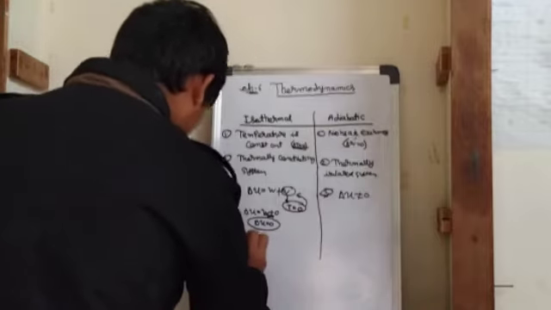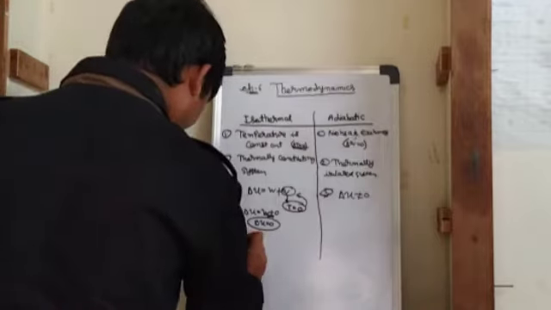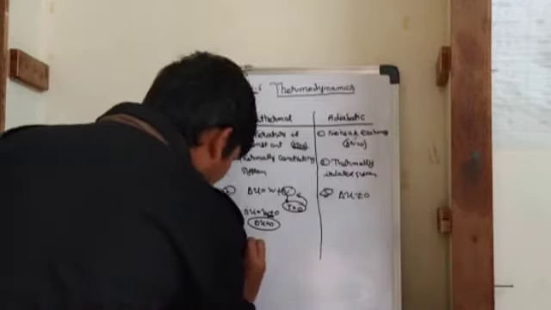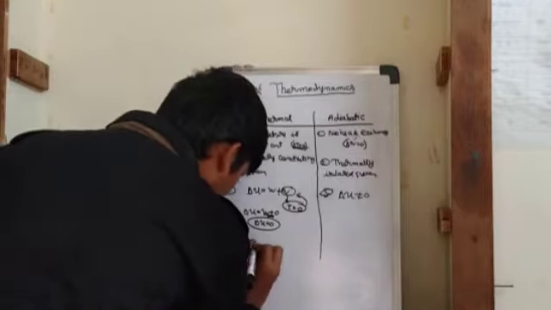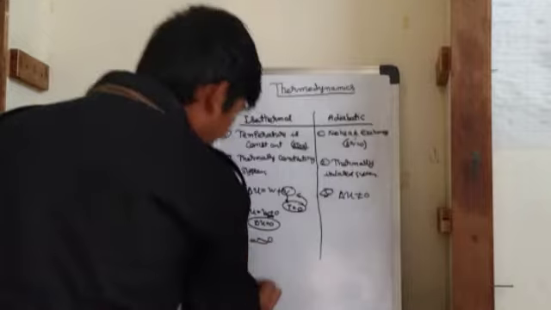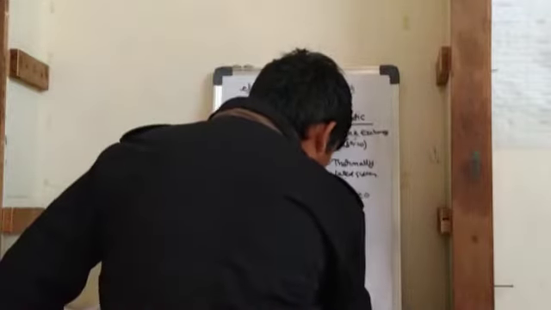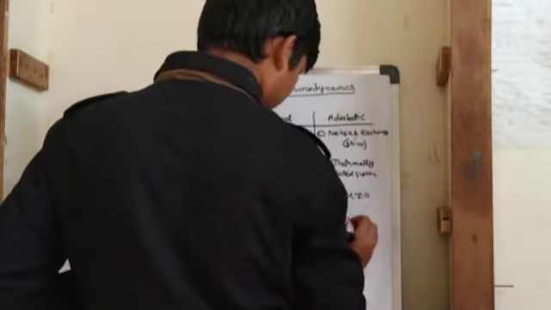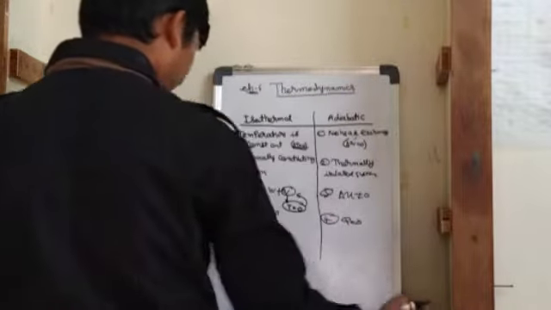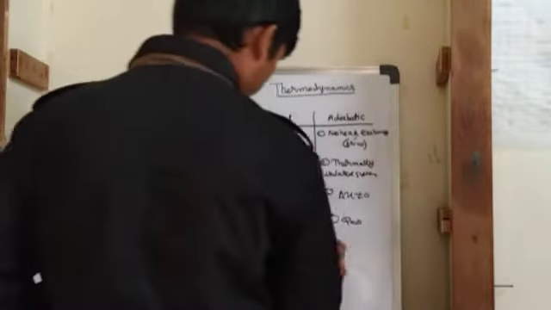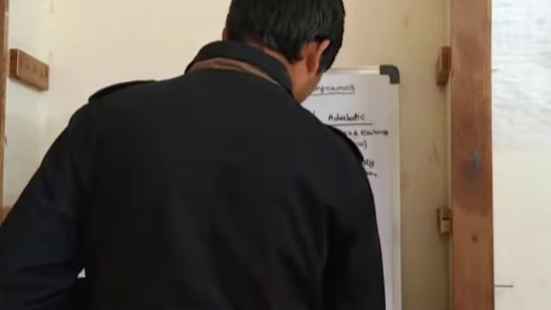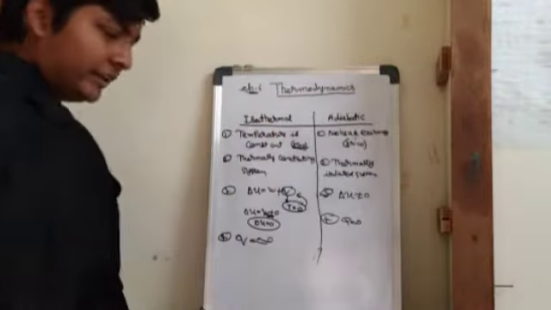So for this we denote it as Q equals infinity. And here, for the fourth point, Q is equal to 0. So I hope that you are clear till now.